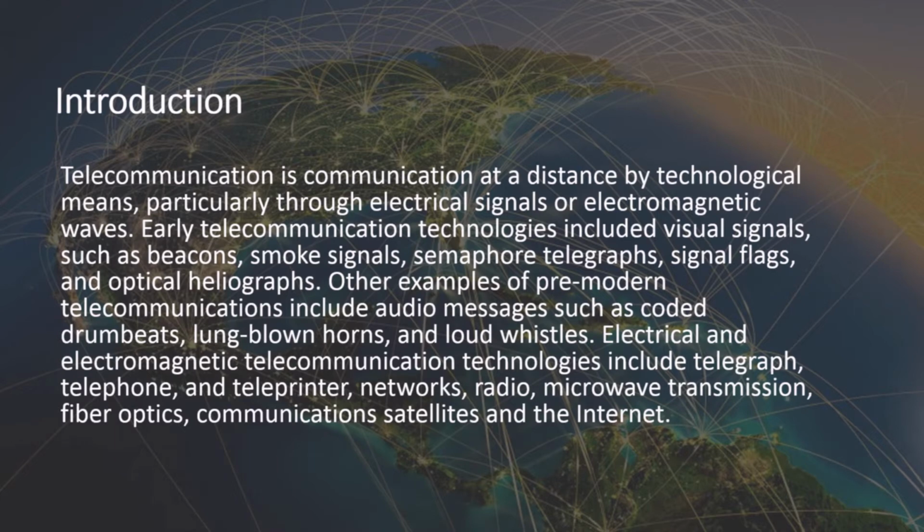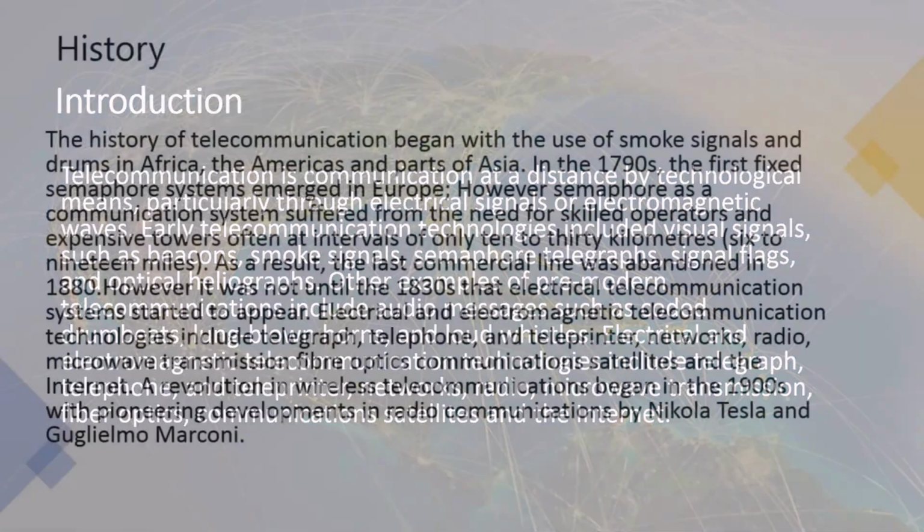Previously, telecommunication technologies were visual signals like beacons, smoke signals, semaphore, telegraph, and optical telegraphs, and so on. Pre-modern telecommunications also enabled audio messages, such as encoded drum beats, light beeps, and loud whistles. And of course, there are other types of telecommunications, that is electric and electromagnetic telecommunications, which include telegraph, telephone or teleprinter, radio, microwave transmission, and so on.